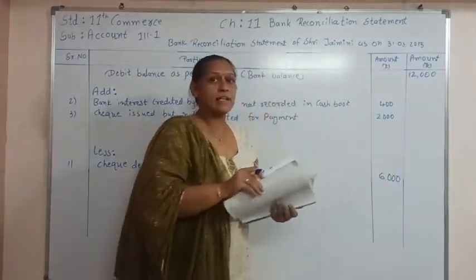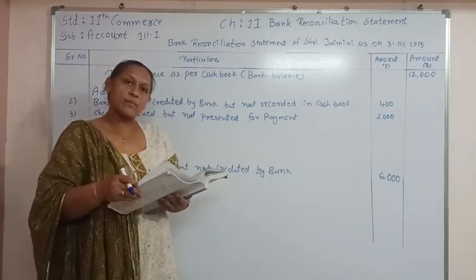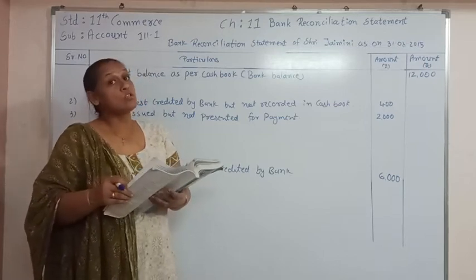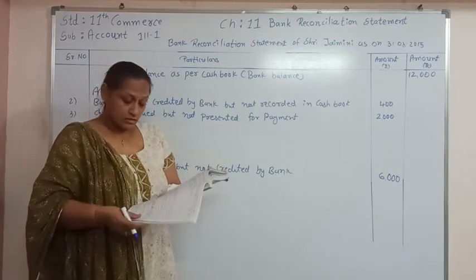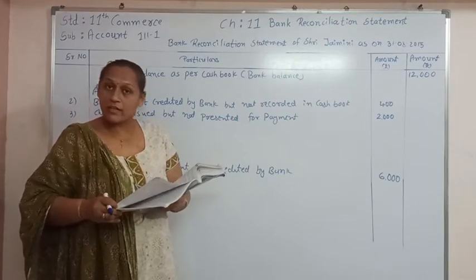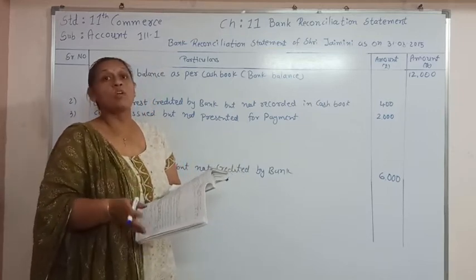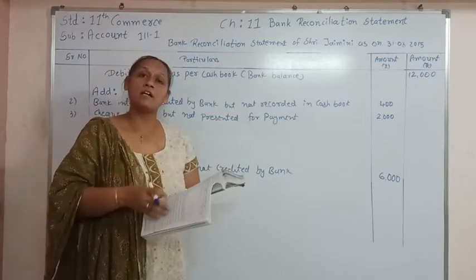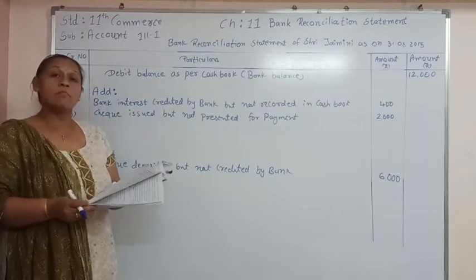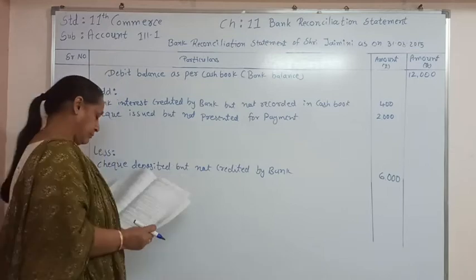Now let's see the last transaction. That is, bank has debited bank charges of rupees 100 in account of Gemini, which is remain unrecorded in cash book. So bank has already deducted bank charges of rupees 100 from Gemini's account, which is not recorded in the cash book. So here again we are going to deduct it from the cash book. So for that we will less from in the cash book, and we will write transaction number 4, bank charges debited by bank but not recorded in the cash book.